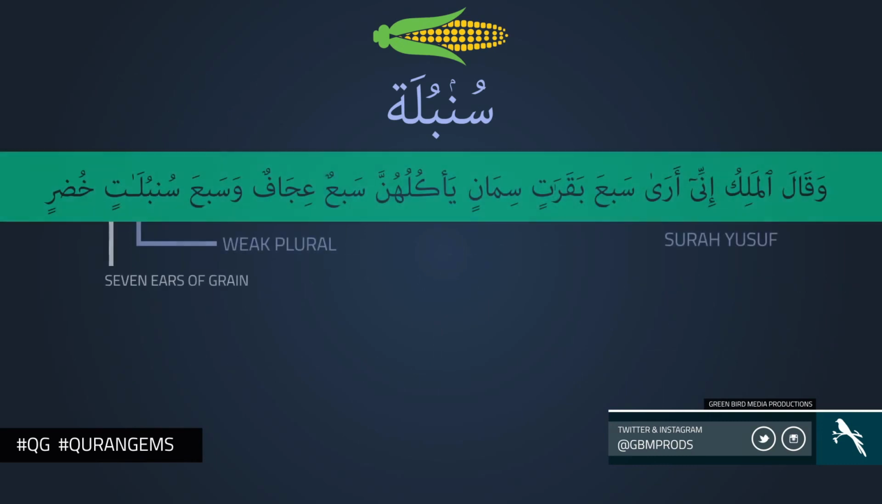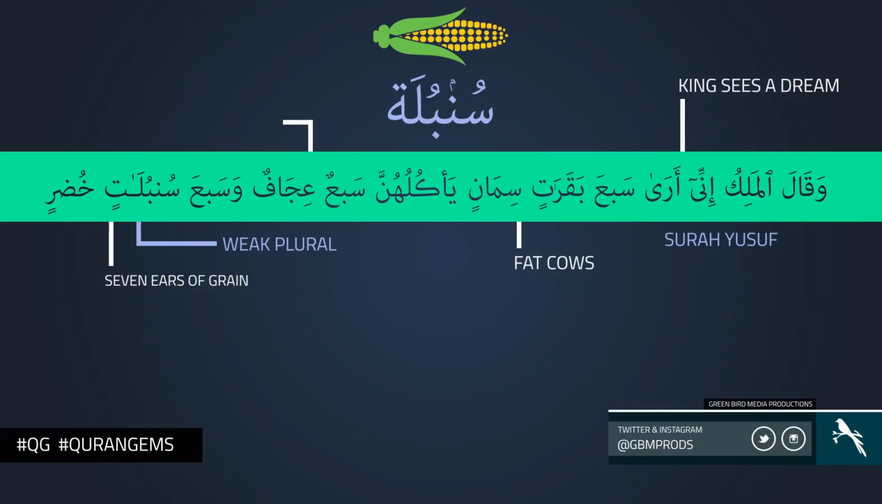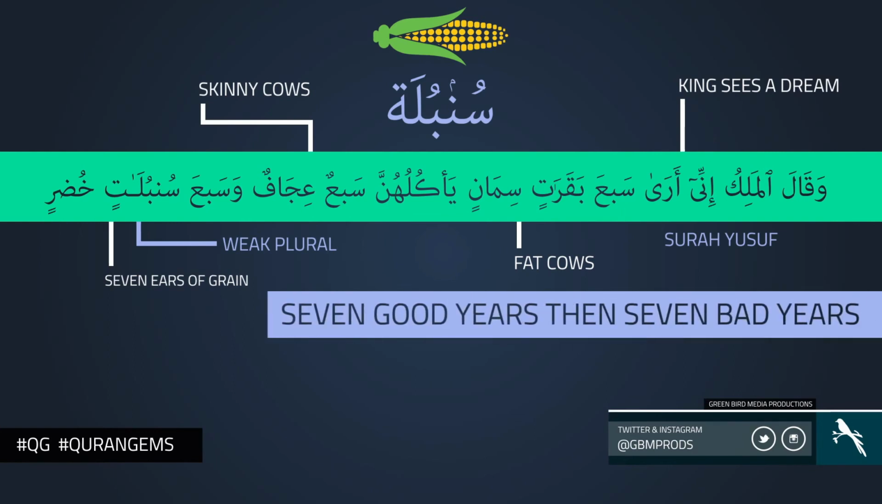When you turn to Surah Yusuf, the king sees a dream. Fat cows, skinny cows, 7 ears of corn. And the dream is interpreted. And what does the dream mean? You will have 7 good years and then you will have 7 bad years. Is the 7 good years going to give you unlimited resources or limited resources? Limited resources, and you have to use them carefully and you have to store them because you will need them for the next 7 years.